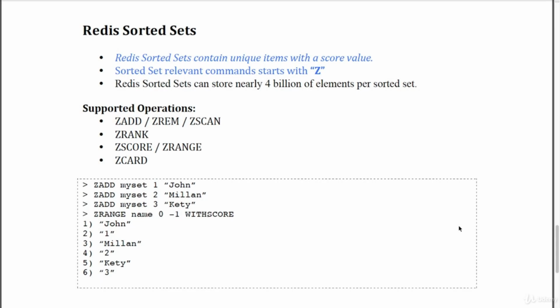Redis sorted sets contain unique items with a score value. Redis sorted sets relevant commands start with Z. For example, zadd, zrem, zscan, zrank, zscore, zrange, and others. Redis sorted sets can store nearly 4 billion elements per sorted set.